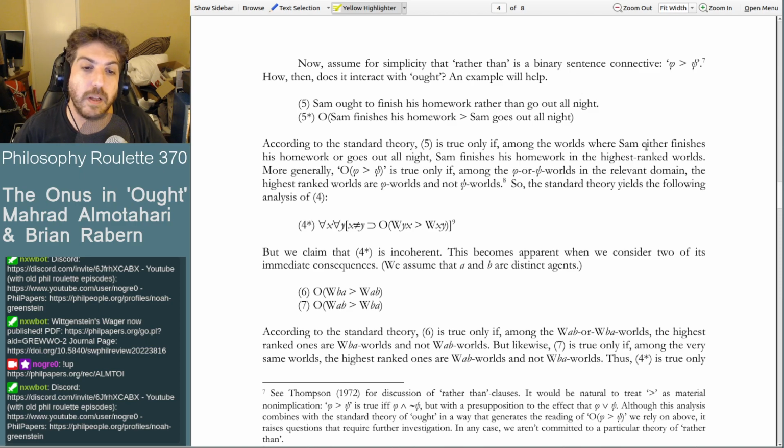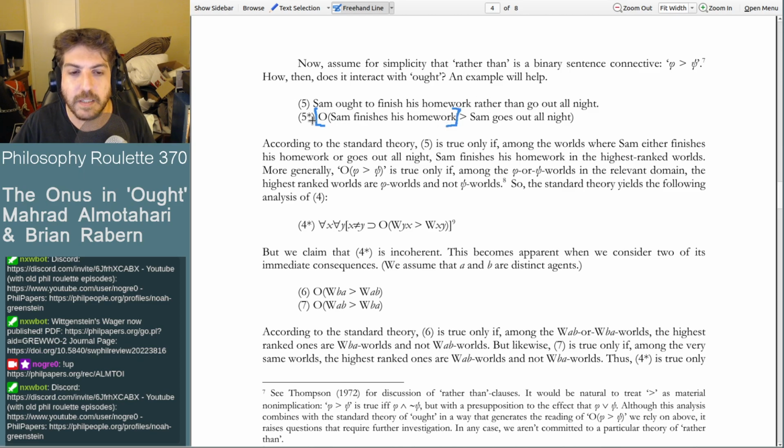An example will help. 5. Sam ought to finish his homework rather than go out all night. So Sam finish homework rather than go out all night. I already dislike this because this is not entirely how connectives work. Again, where does the ought actually go? Because ought to finish his homework rather than go out all night, you could write instead here, the obligation is actually here.